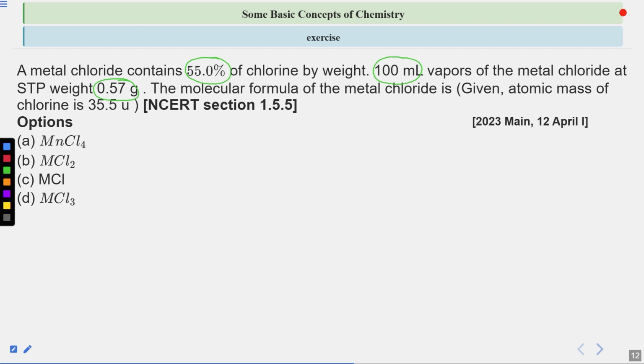Two things are given here. First, the weight percentage, or percentage composition, of chlorine in the metal chloride is given. Second, if we take the vapors of that metal chloride and take 100 ml of the vapors, then its mass at STP is found to be 0.57 grams. Then we have to calculate the molecular formula. Your time to solve this question starts now.